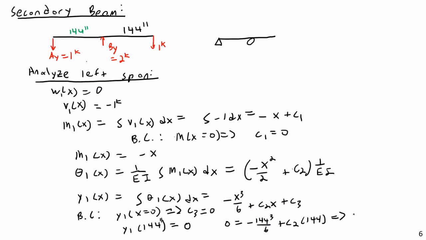And that leads us to C2 here is equal to, and of course my 1 over EI was just canceled out, my C2 is equal to, let's see, that would be 3,456. So I have the following final y of x and theta of x equations.